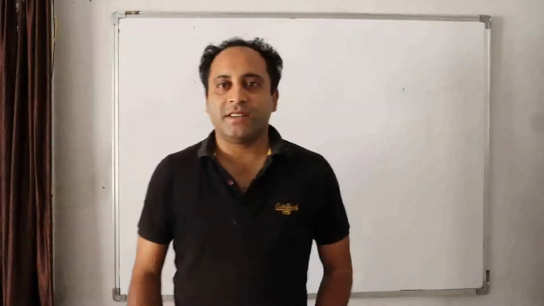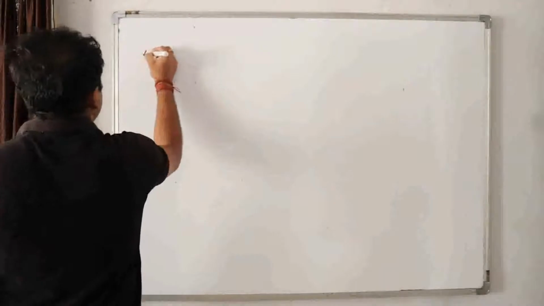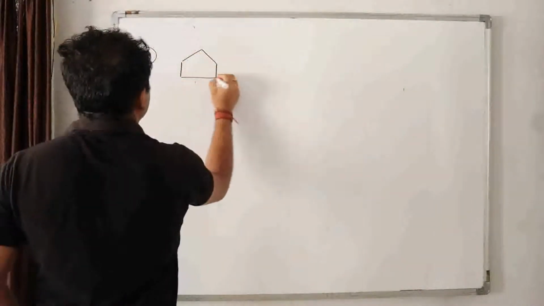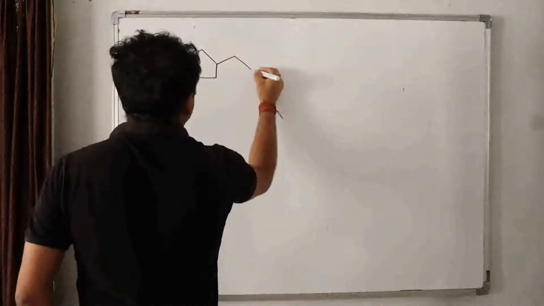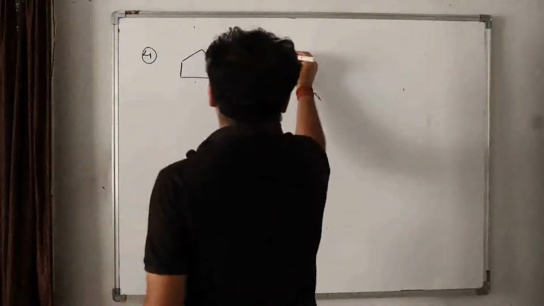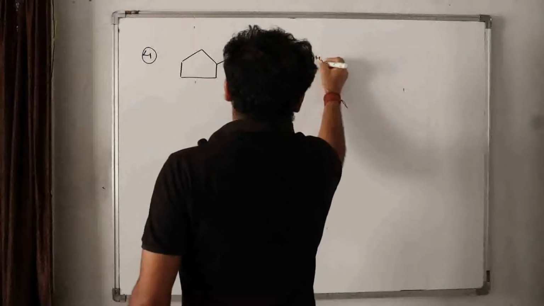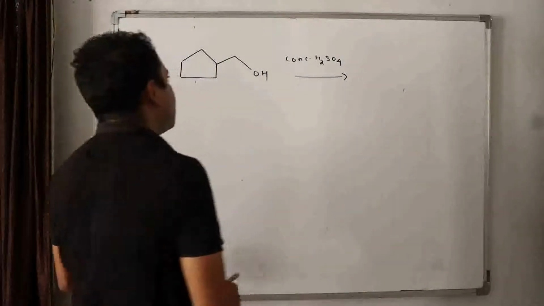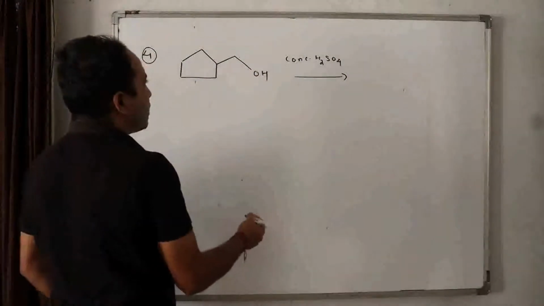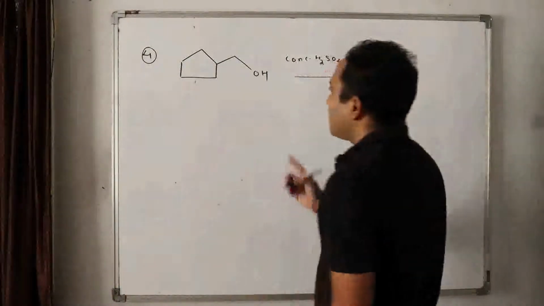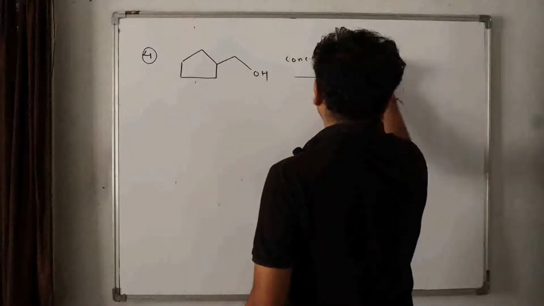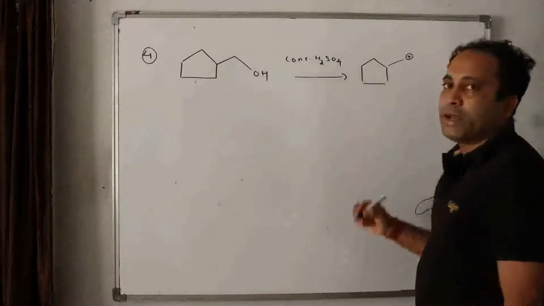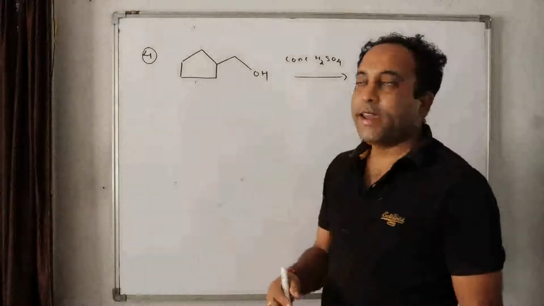Here we go for the next question. If we have something like this, OH, and treat with concentrated H2SO4, what will happen? Same thing, OH removed, dehydration occurs. Now, is there any chance of ring expansion? Yes, this is the intermediate formed, isn't it? A 5-membered ring with a plus charge over it. So there is a chance of ring expansion.